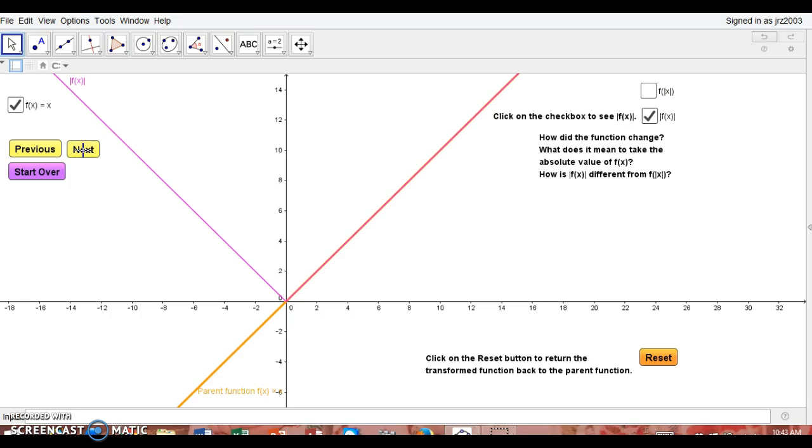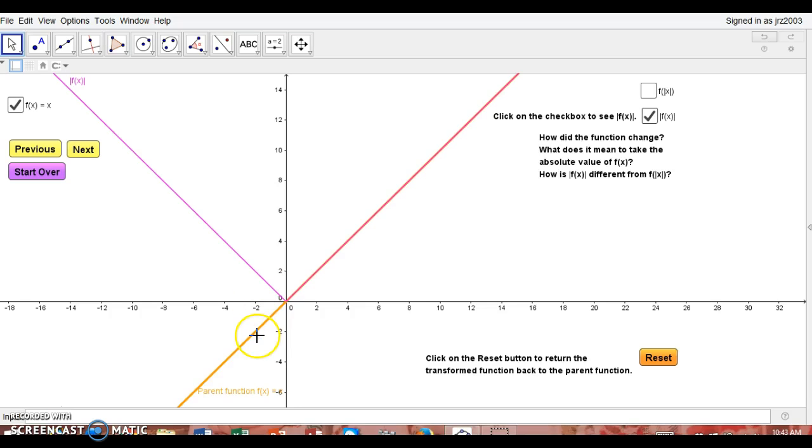How did the function change? What does it mean to take the absolute value of f of x? So this time we're taking the absolute value of the output. So you plug in an x, you can plug in -2, and the parent function would give us -2, but we're taking the absolute value of that output to get +2.